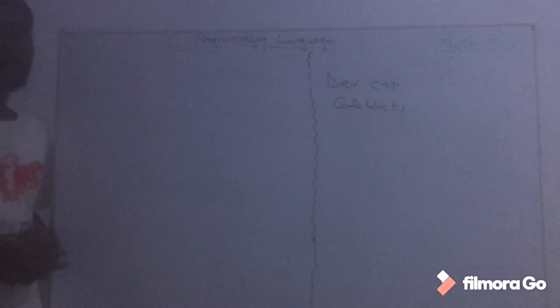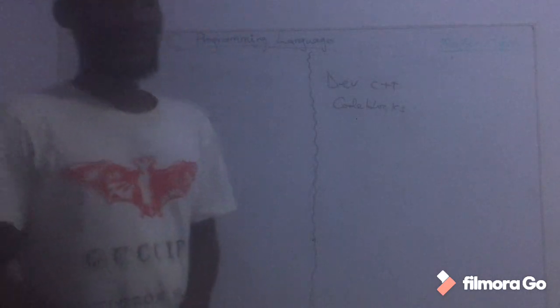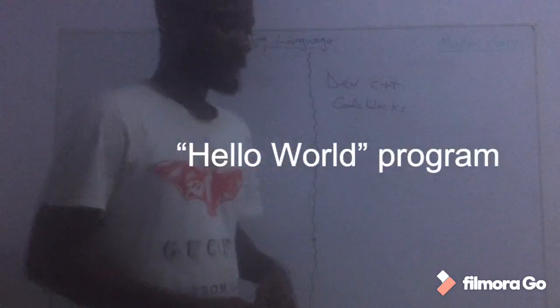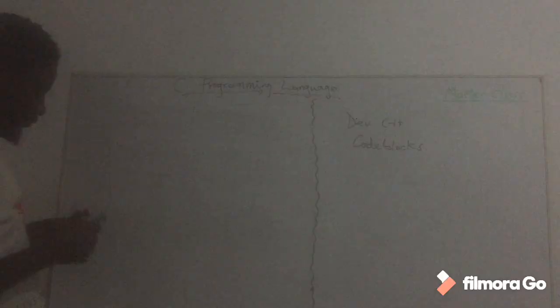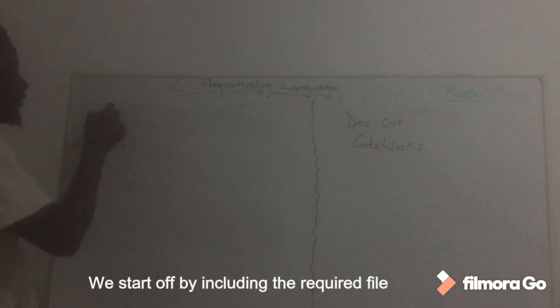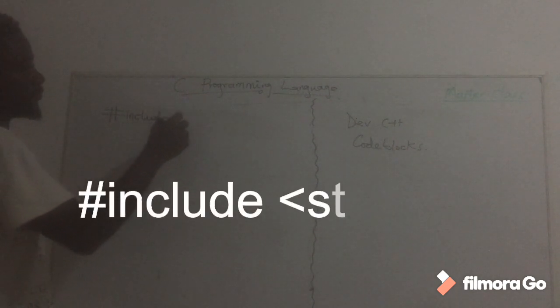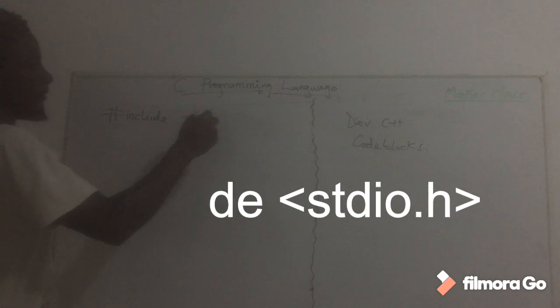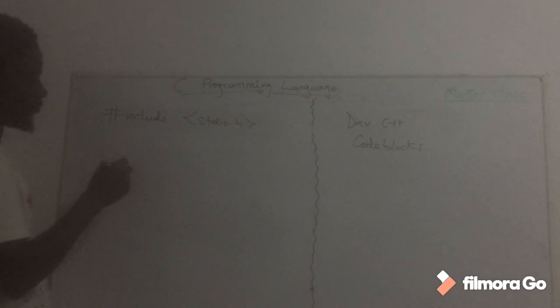Alright, welcome back. Since you have Dev C++ installed, let's start off by writing our first classic Hello World program. Start off by including the required file, then move on to our main program.